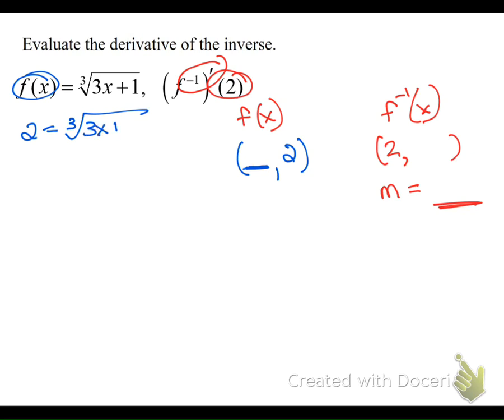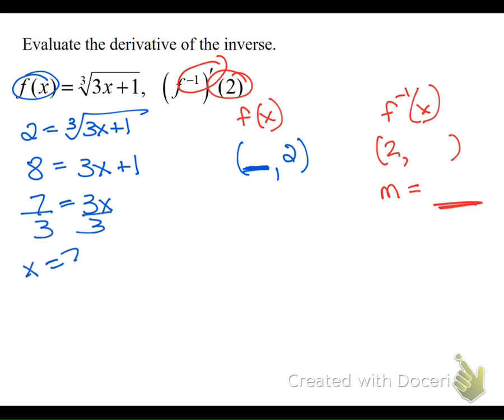And I need to solve for x because it's the x that I'm missing. So to get rid of the cube root, cube both sides. If I cube both sides, 2 cubed is 8, and the cube and cube root undo each other. Subtract 1, you get 7. Well, this is a little less than pleasant. Divide by 3, and we get 7/3.